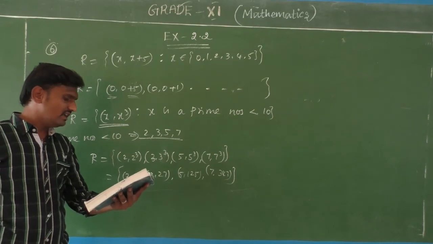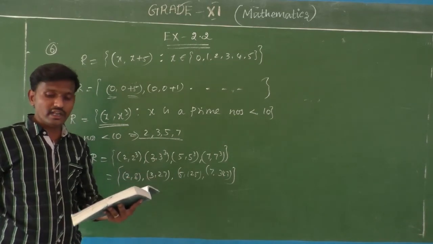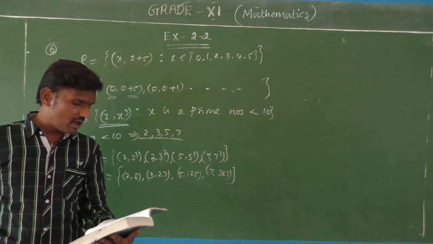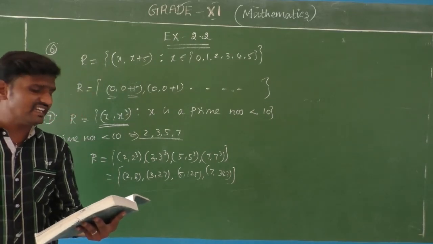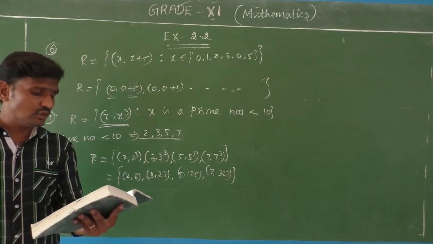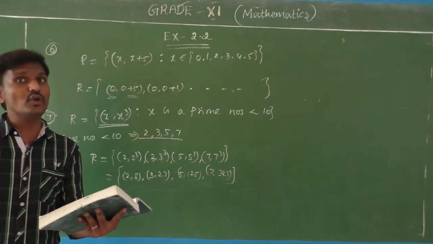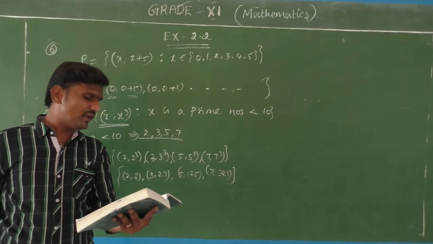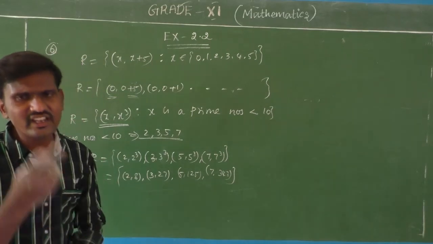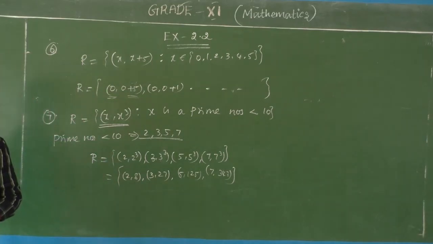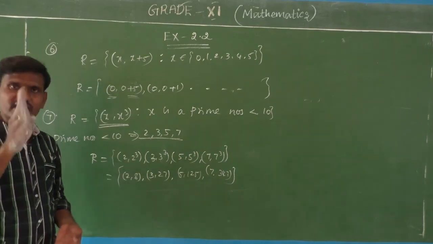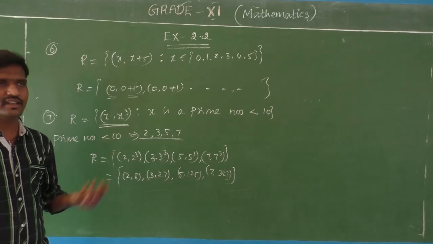Then the 9th question: let R equal {(a, b): a, b belong to Z}, Z is the integers, and a minus b also is an integer. Find the domain and range. It is very simple. What is the domain of R? That is the integers. Then the range of R is also the integers. That is a simple question.